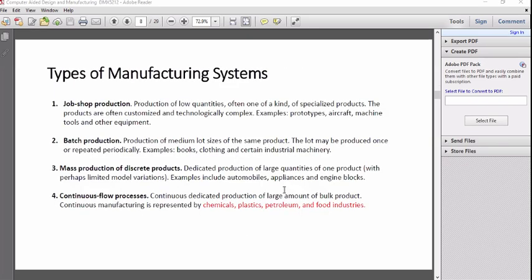Okay, so here is what I said, the same definition. You can go through this, you can read by yourself.